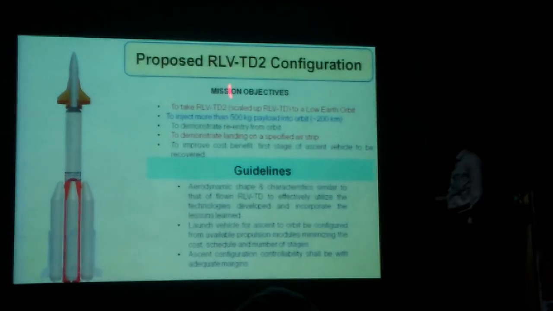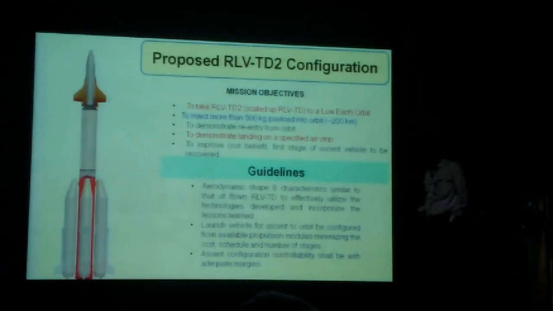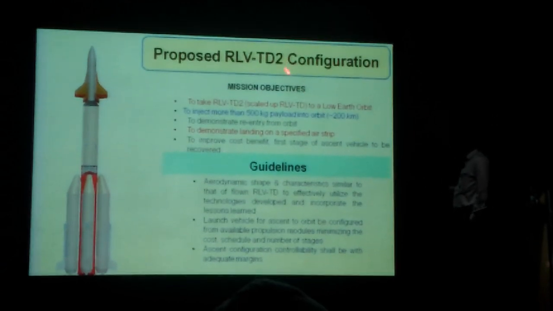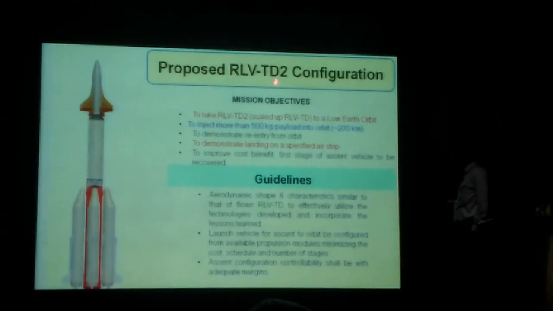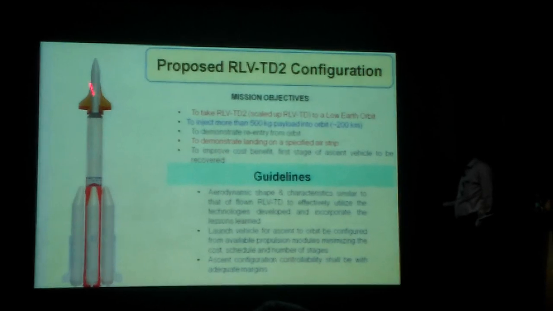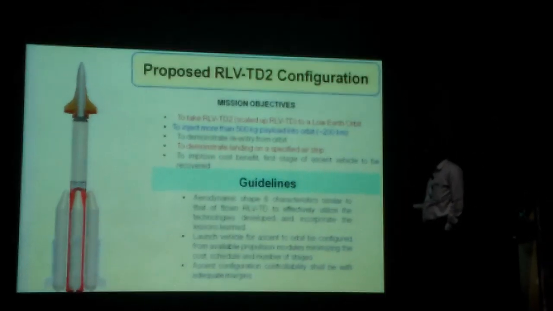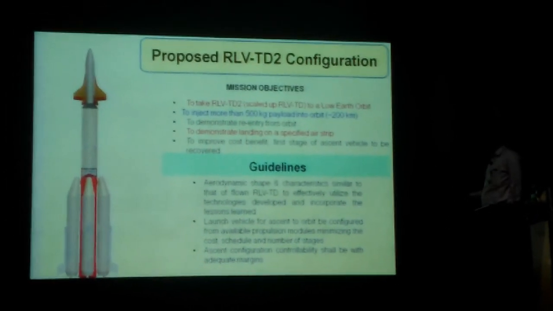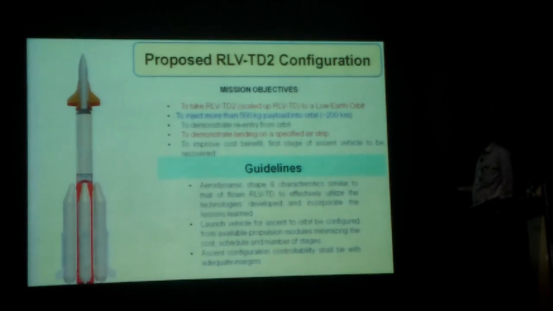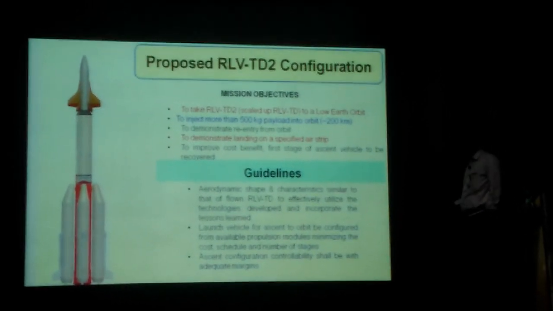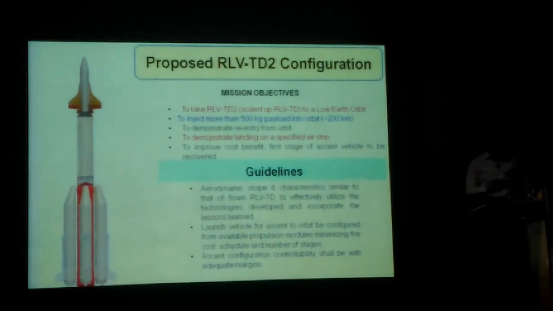And this is the next proposed RLV, the TD2 configuration, wherein we are going to mount it on top of the VSSC vehicle and then restore it from the orbit. So this is the guideline that is given: keep this the same as the previous mission and then do an experiment in which we go up to the orbit and recover it back.